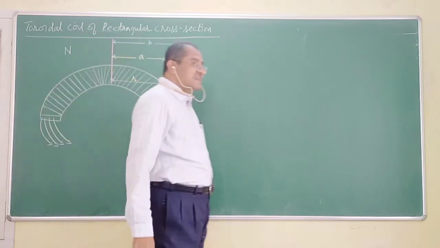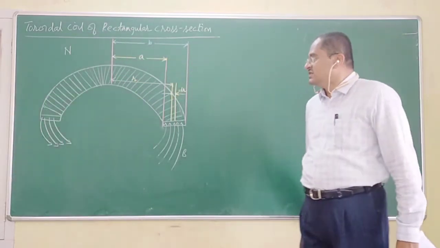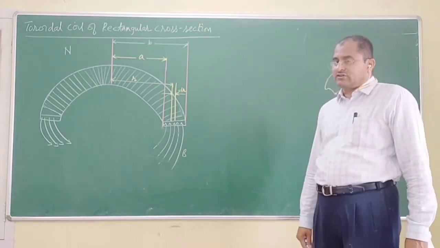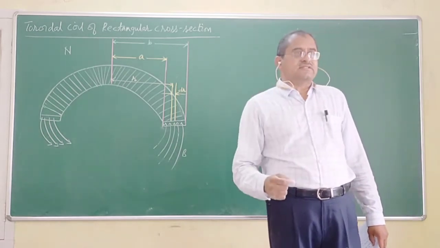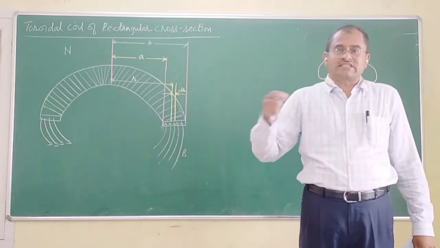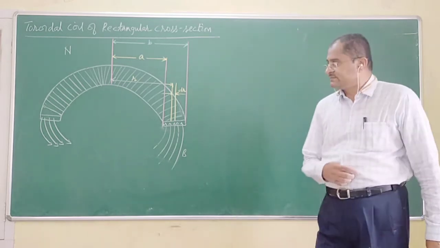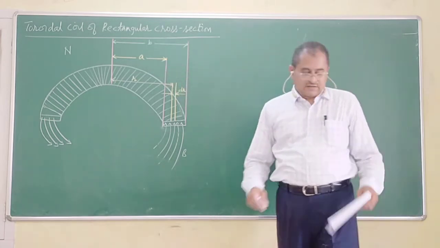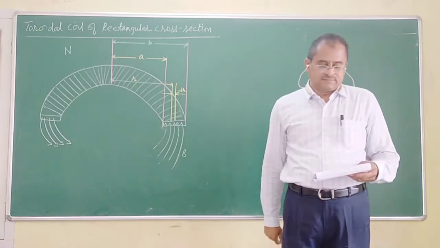B is its external radius. I repeat once again, what is shown in the figure is a toroidal coil of rectangular cross section. N is the number of turns uniformly wound over the circumference of the toroid. A is its internal radius. B is the external radius of the toroid.